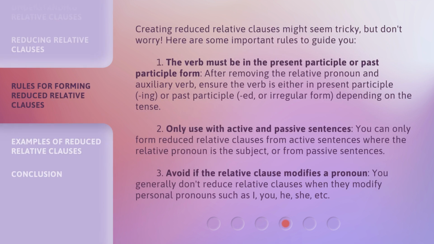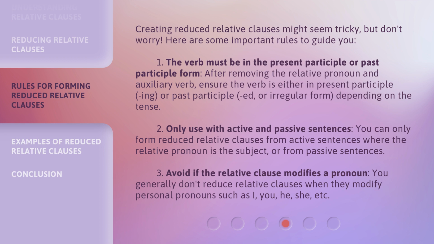Creating reduced relative clauses might seem tricky, but don't worry. Here are some important rules to guide you. 1. The verb must be in the present participle or past participle form. After removing the relative pronoun and auxiliary verb, ensure the verb is either in present participle, -ing, or past participle, -ed, or irregular form, depending on the tense.